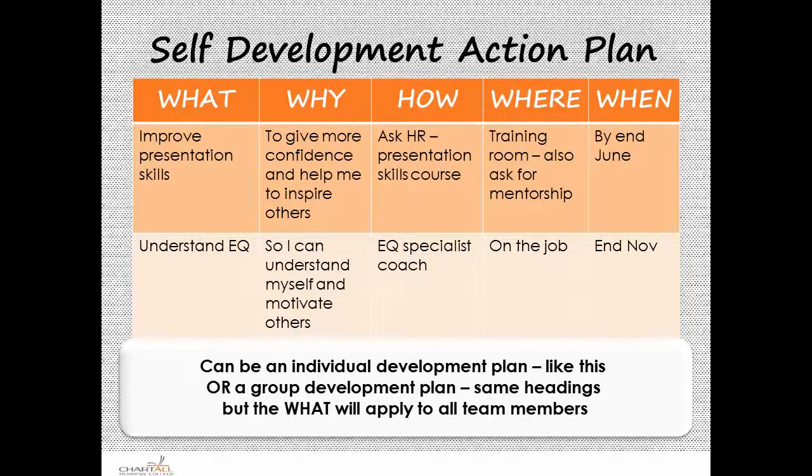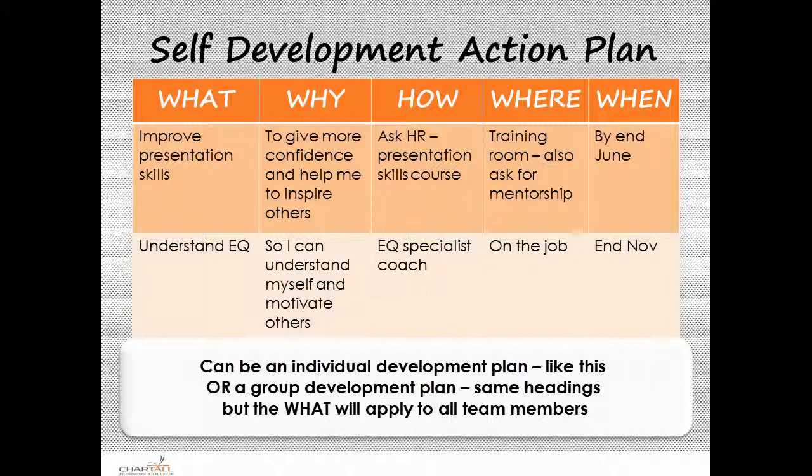Once we identify our areas to be developed, we must formulate a development plan by asking the questions found in the table and writing down our responses, and then formulating or finding the solution and taking measurable action within a time frame. So, we would ask the question, what do we want to have happen? In this example, improve our presentation skills. And then we'd ask ourselves the question, why? Because we want to give more confidence and help inspire people.